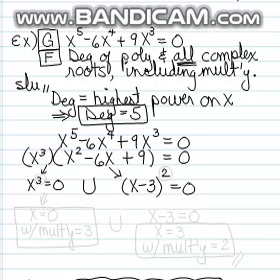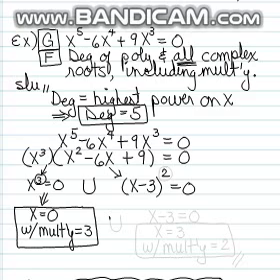Okay, so we solve each of these. In this case, we're going to get x is equal to 0. We're going to take the cube root of both sides. We get x equal to 0. And this is with multiplicity equal to the power 3.